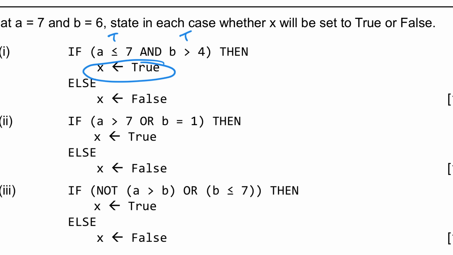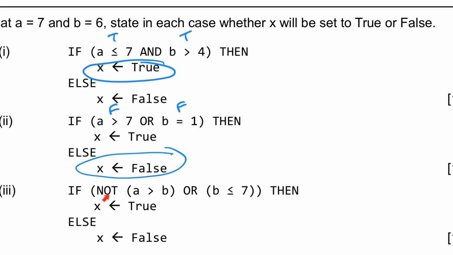Next one down here. Is a greater than 7? No. A is 7, so it can't be greater than, so there'll be false there. In an or, if I've got false or something, does it tell me anything useful? No. If it was true, then it would mean that the whole thing must be true, but in this case it's false, therefore we need to evaluate the other side. B, is it equal to 1? False. Therefore false.